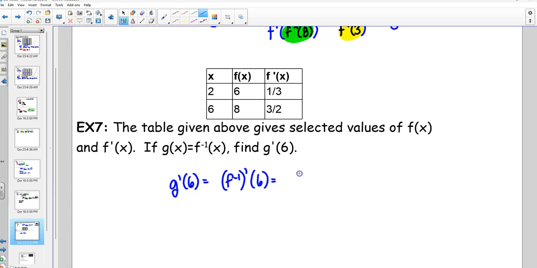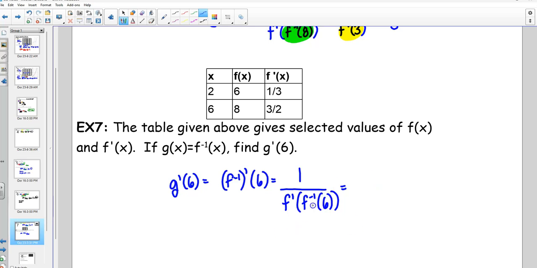So the formula for that is 1 over f prime of f inverse of 6. You don't necessarily have to go back to that. You could say this is 1 over f prime of g of 6, knowing that g is the inverse, but I just like the inverse notation better. It tells me what to do in my mind. It tells me, oh, that's your y coordinate. You need to find the x coordinate that goes with it.